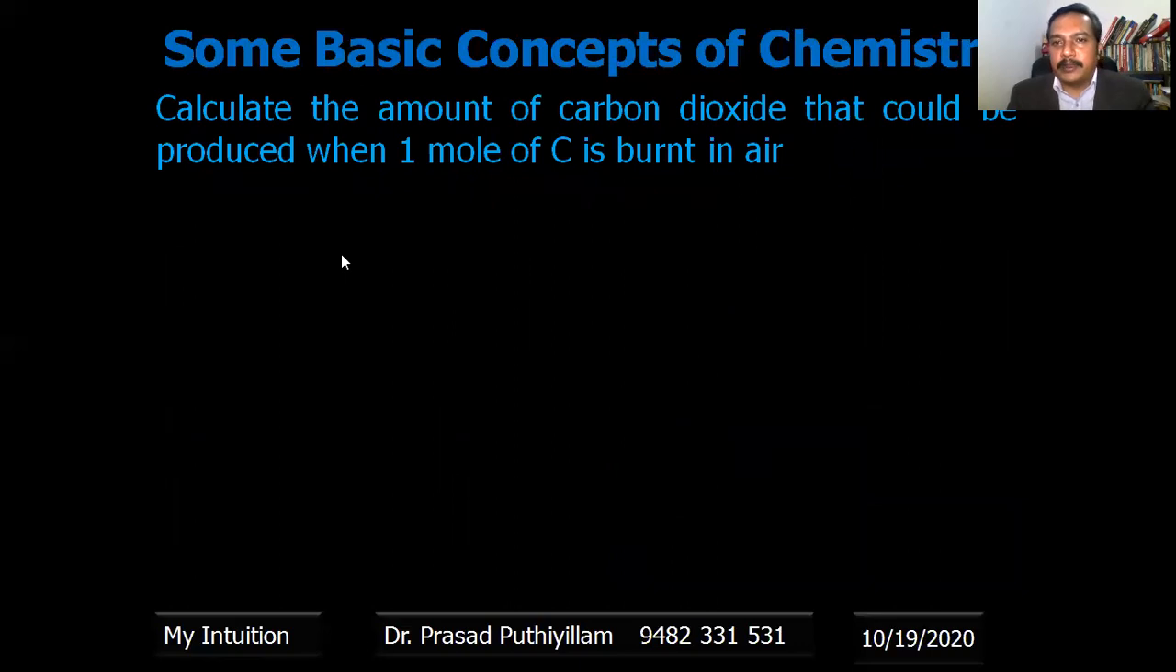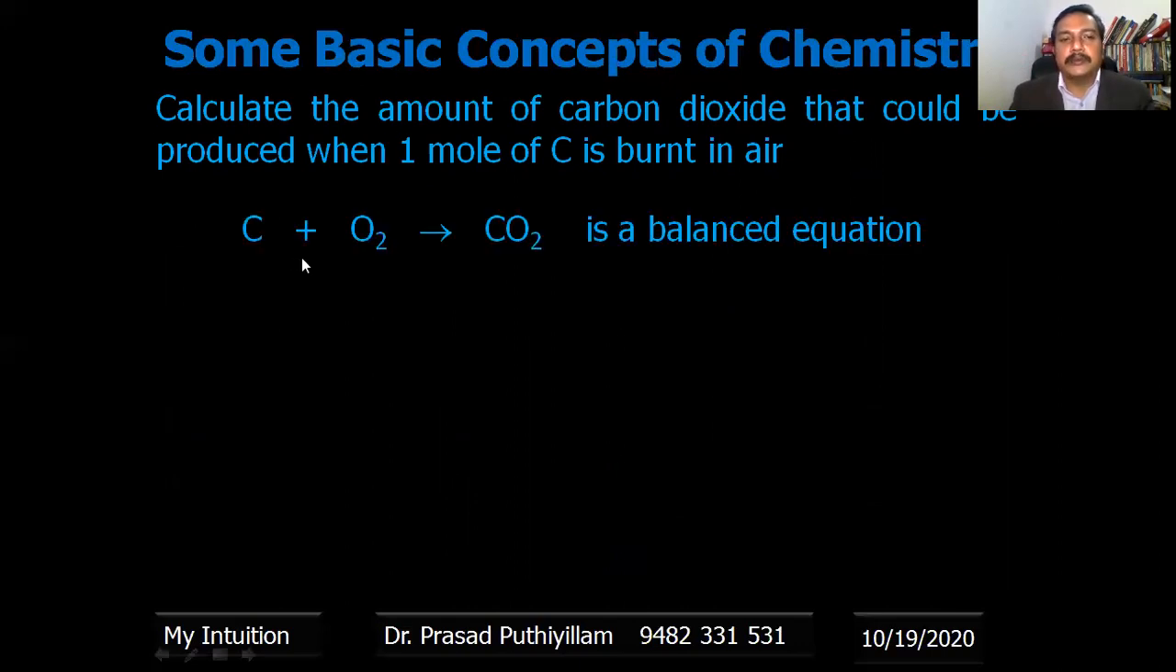Calculate the amount of carbon dioxide that could be produced when 1 mole of carbon is burnt in air. You know the equation to represent that reaction. Carbon plus oxygen gives carbon dioxide. It is a balanced equation. The number of carbon on product side and reactant side are the same. Number of oxygen is also the same. So from this we can say that 1 mole of carbon reacts with 1 mole of oxygen to give 1 mole of carbon dioxide, or we can say its atomic mass 12 gram plus oxygen 16 into 2, 32 grams, and it becomes 44 grams.